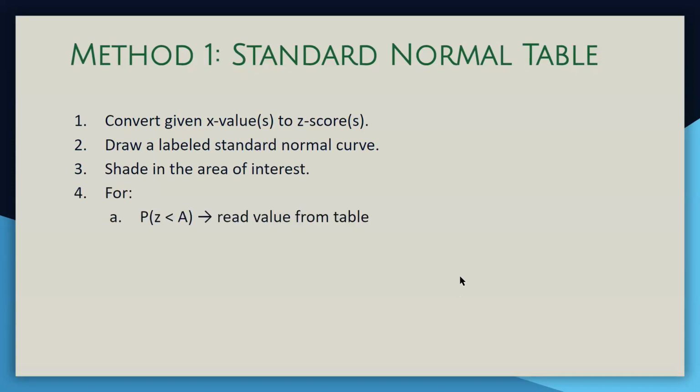For a probability that z is less than a given value, you're just going to read that from the table. So the table is set up for z is less than a value probabilities. If you have the opposite, z is greater than, you're going to do 1 minus the value from the table. If you have 2 values, z is between a and b, you're going to look up the value for b, look up the value for a, and then subtract them, bigger minus smaller.